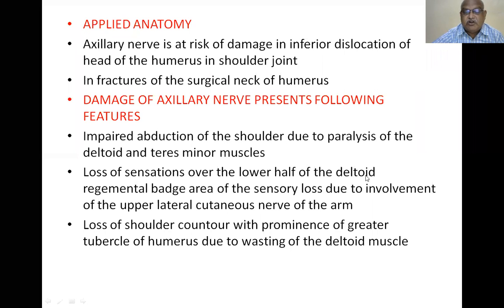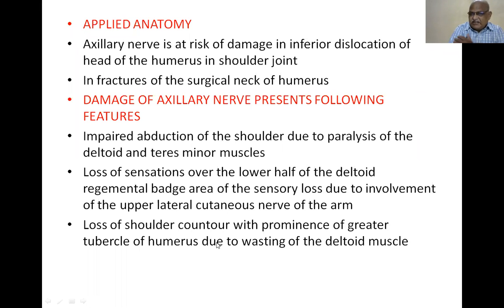Loss of sensation of the lower half of deltoid, a regimental badge area of sensory loss due to involvement of the upper lateral cutaneous nerve of the arm. Loss of shoulder contour with prominence of the greater tubercle of the humerus due to wasting of the deltoid muscle, because the deltoid muscle is supplied by the axillary nerve. Axillary nerve damage is associated with loss of function of the deltoid muscle and atrophy of the deltoid muscle.